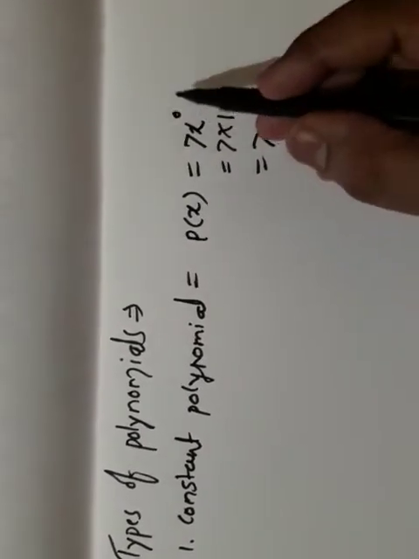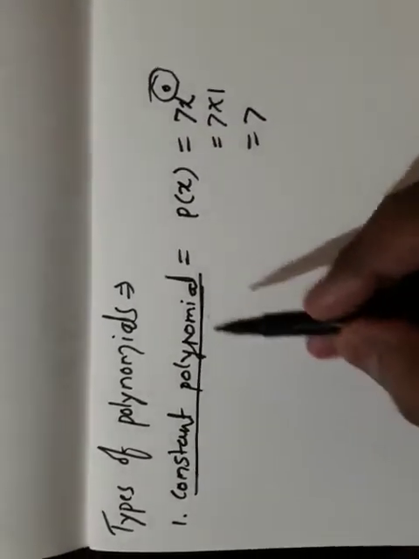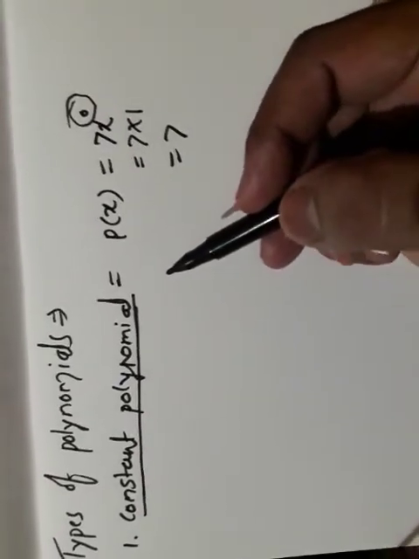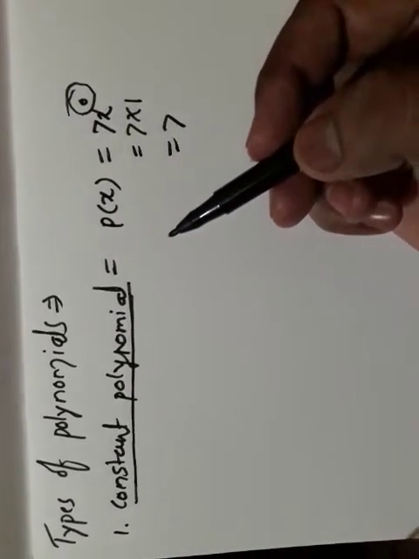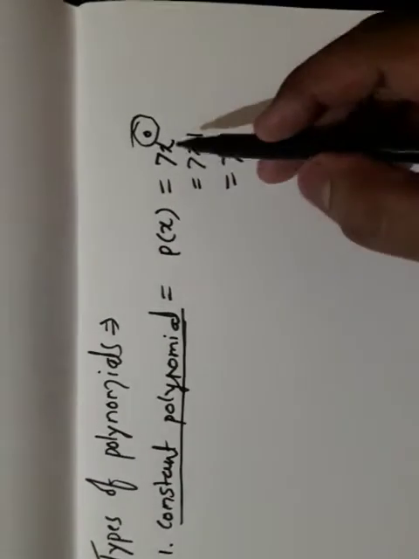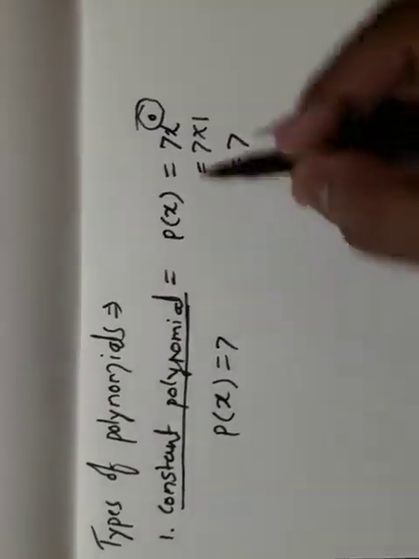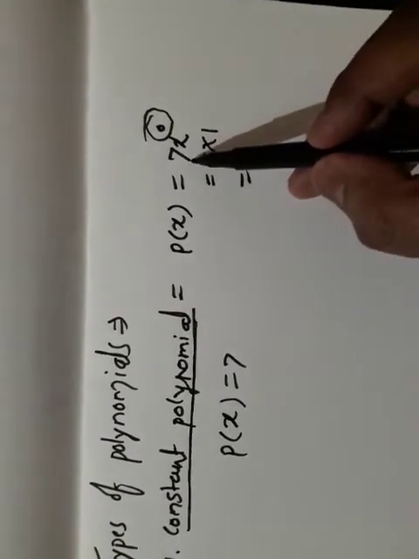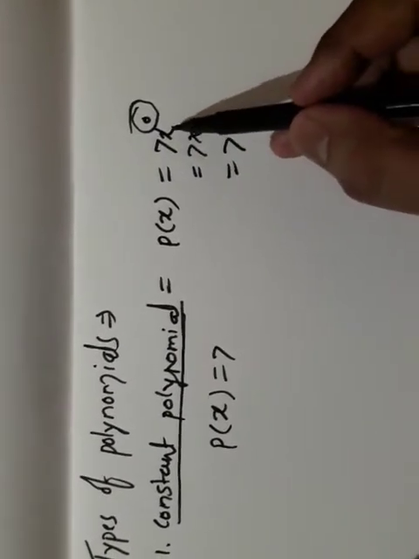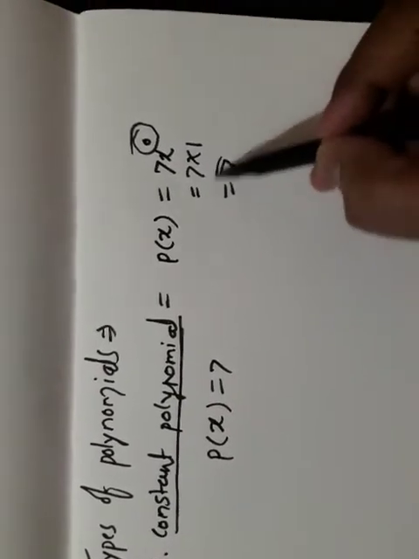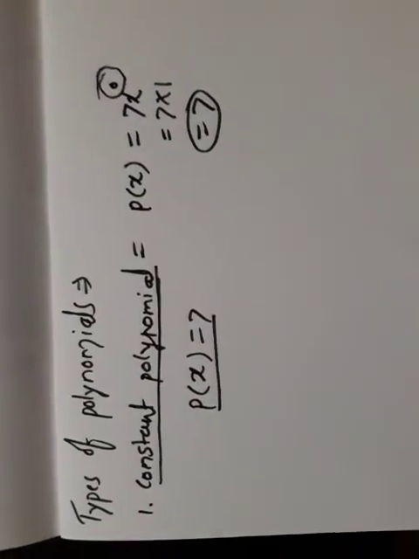That's why it is said, this is a very important point: the polynomial which has degree 0 is known as a constant polynomial. Here I first wrote only 7, that is p(x) = 7. We can write it in the form 7x^0. Any variable raised to 0 is 1, so we got 7. The polynomial which has degree 0 is known as a constant polynomial.